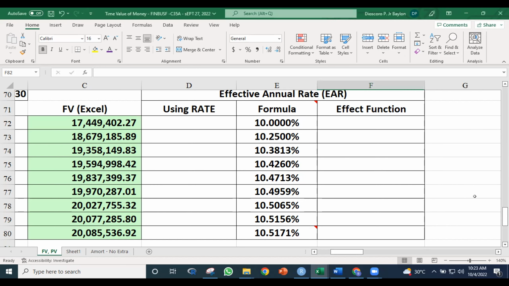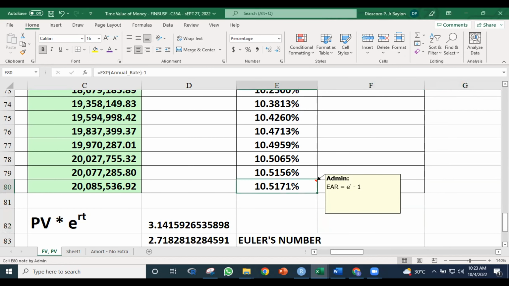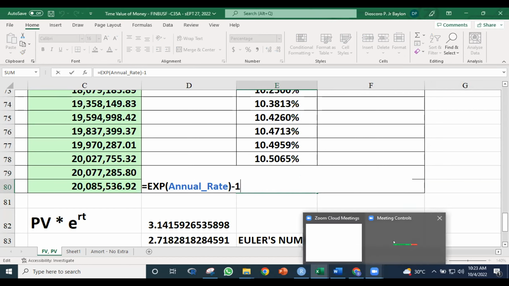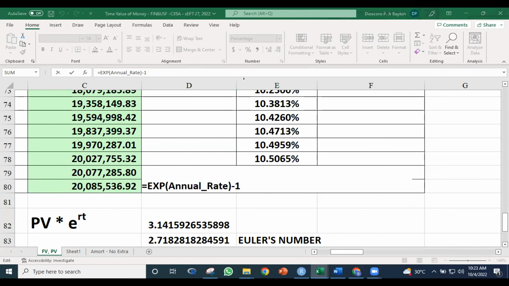Okay, so let's repeat for continuous compounding. We said that the formula for the effective annual rate is equal to e to the r minus 1, where r, of course, is the annual rate. So press F2, this is your e, exponential, and then r, the annual rate, minus 1. Okay, Dan, did that answer your question? Okay, good. Thank you for that question.